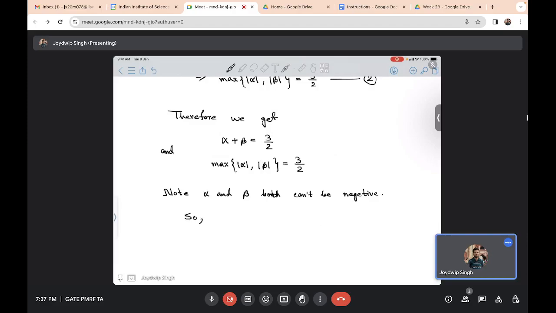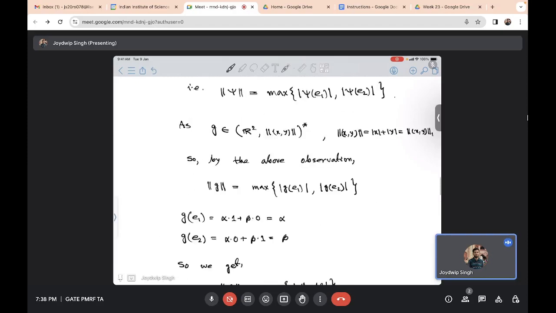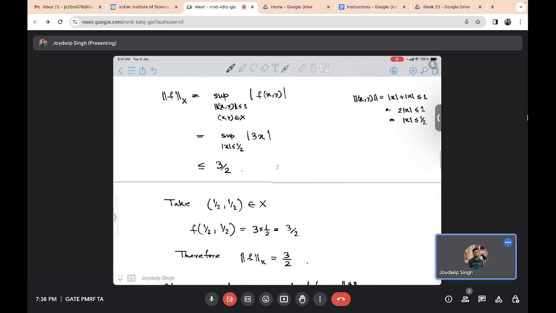So either alpha or beta cannot be negative. Right. So both should be non-negative. Now what are the possible values? Suppose one is 0, alpha is 0, then what will happen? If alpha is 0, then what will happen?